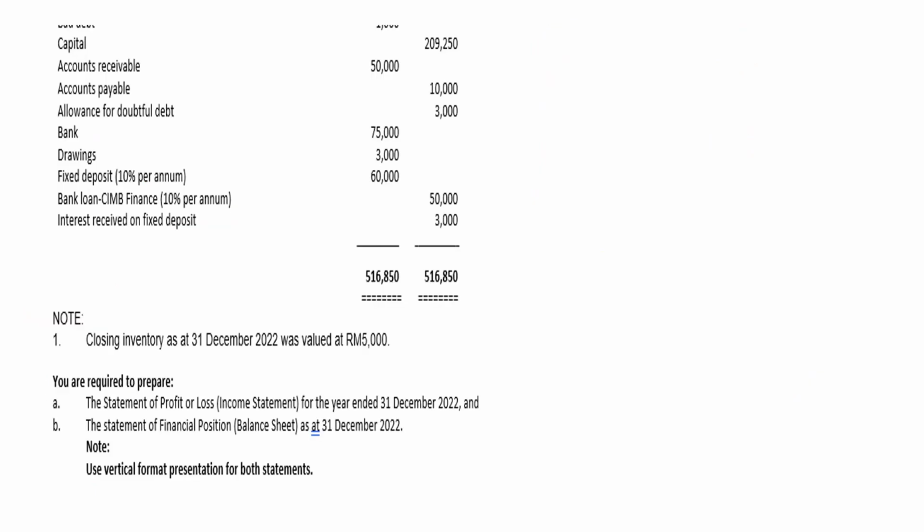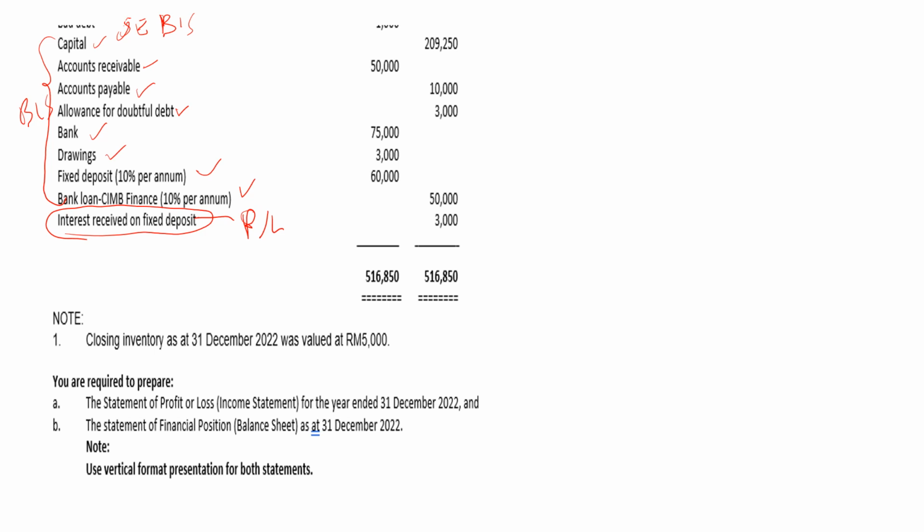Okay, and then capital is owner's equity item. Accounts receivable. Okay, owner's equity is balance sheet item. Accounts receivable, accounts payable, allowance for doubtful debt, bank, drawings, fixed deposit, bank loan, investment. These are all actually balance sheet items. Interest received on fixed deposit, this one under P&L. Okay, revenue, record as revenue.